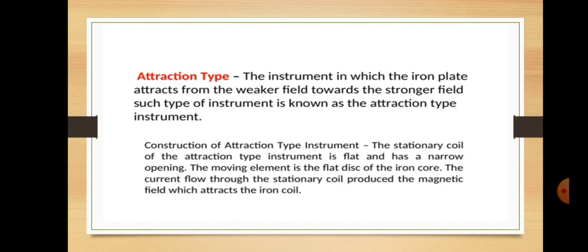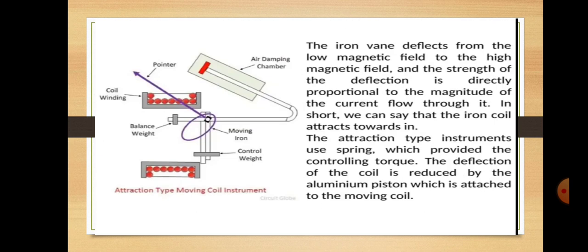Now the construction of attraction type instruments. This we will see in the next diagram. So what is the construction? A stationary coil of the attraction type instrument is flat and has a narrow opening. The moving element is a flat disc of iron core. The current flowing through the stationary coil produces a magnetic field which attracts the iron core. Okay, so we will see this in the next diagram.